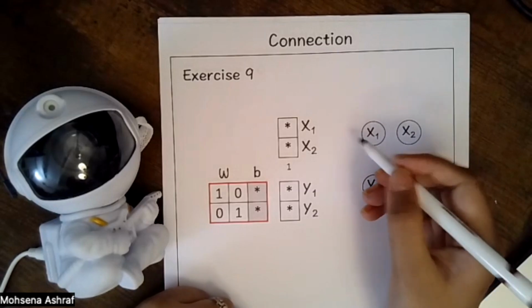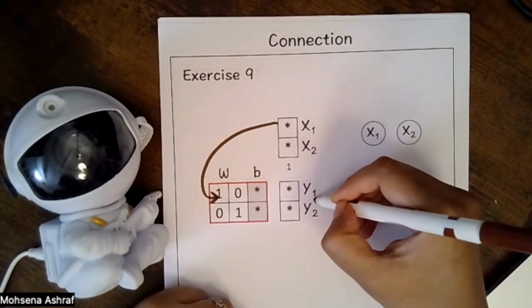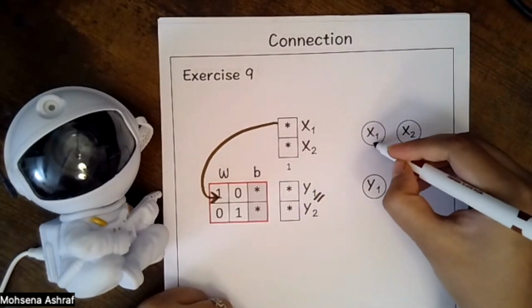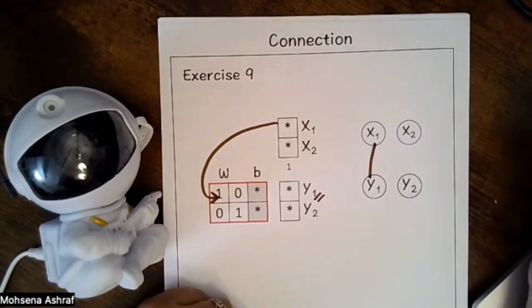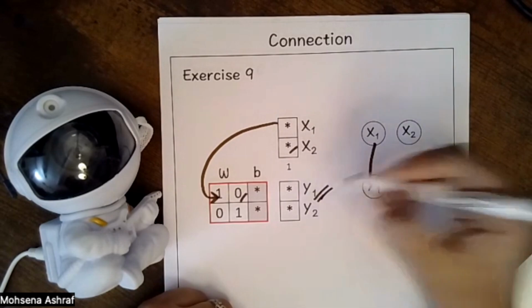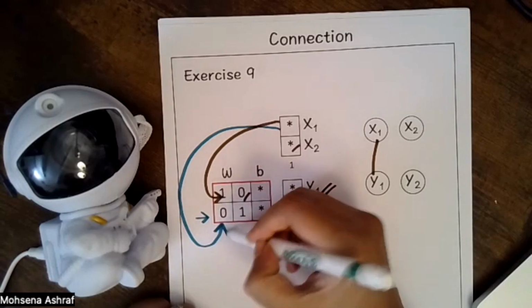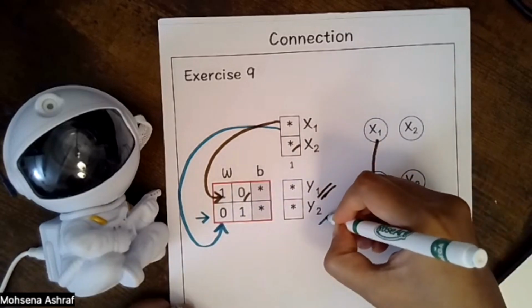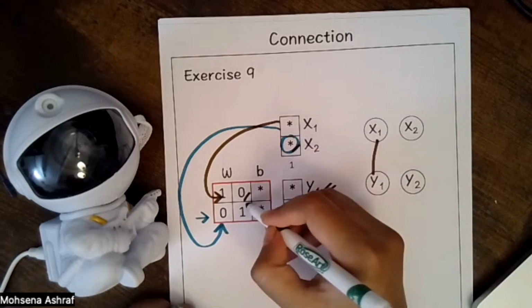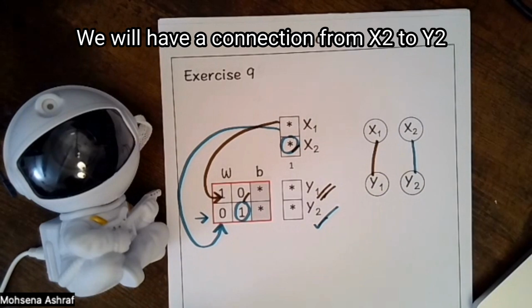The next exercise again, x1 gets multiplied with this one. So x1 will have effect on y1. So we get a link from x1 to y1, but x2 gets multiplied by 0 and will have no effect on y1. For the next row, x1 will get multiplied by this 0, so will have no effect on y2, but x2 will get multiplied by this 1, so x2 will have effect on y2.